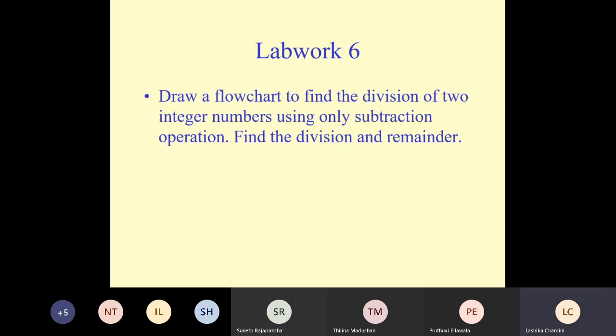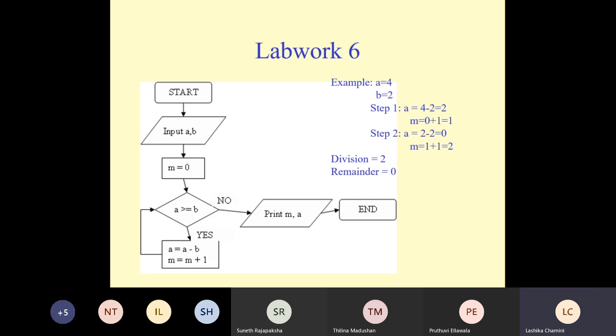The next example is: draw a flowchart to find the division of two integer numbers using only the subtract operation, and find the quotient and the remainder. Here you can see it. I'll explain this using an example. First we get the value of A as 4 and the value of B as 2. So first we get the input and we assign the value of M to 0.